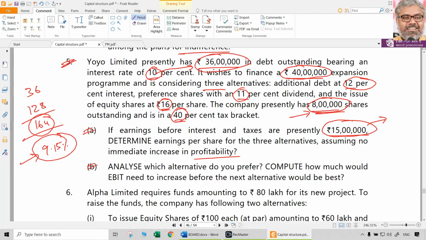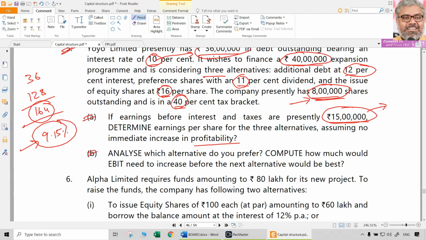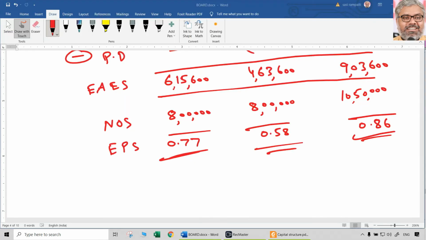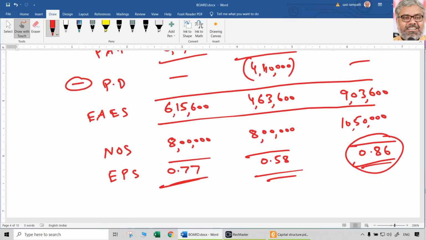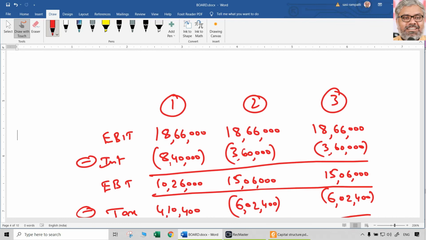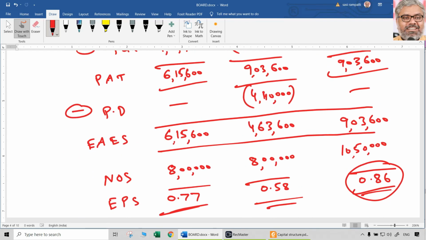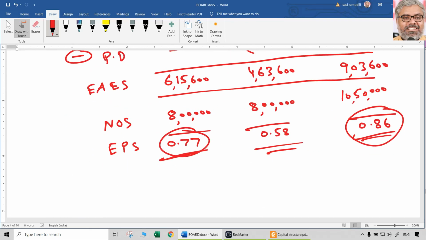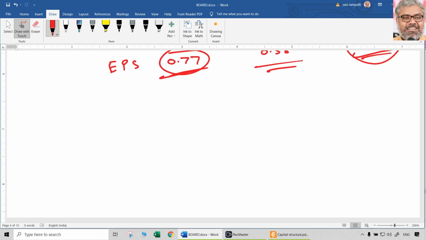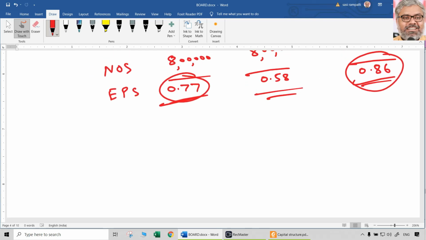Obviously, which alternative is better? Alternative 3 is better because that is giving the best EPS. So which alternative do you prefer is the question. How much EBIT will be needed to increase before the next alternative would be best? So now alternative 3 is better. The next best alternative is what? Alternative 2. Right? We can find out the indifference point between these two alternatives, at which level of EBIT these two alternatives will give the same EPS.